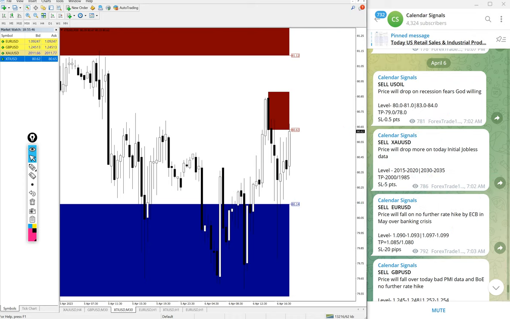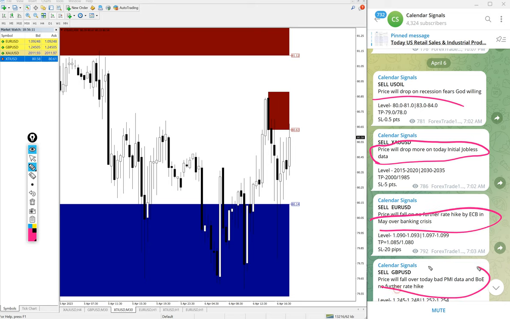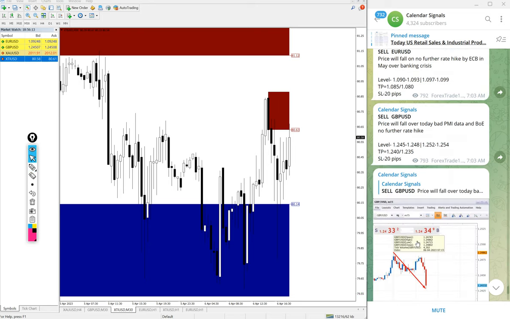And if you look at the signal here, we always mention the reason in this section. For example, sell gold given, sell XAUUSD. The reason is price will drop more on today's initial jobless data. Today's jobless data predicting that, we predict that gold price will fall. Likewise, in each and every signal you will find the reason why we are giving that script by ourselves.